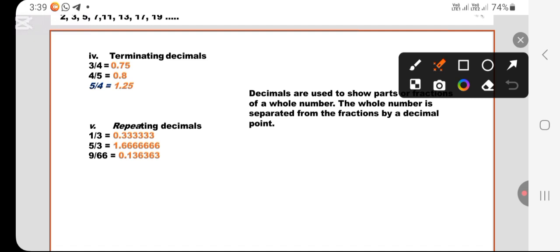When you divide 5 by 3, we have 1.6666. It is in a given pattern. When you divide 9 by 36, you have 0.136363. It moves in a given pattern, continues in a given pattern. So when you see numbers like this, repeating decimals or terminating decimals, you know they are rational numbers.